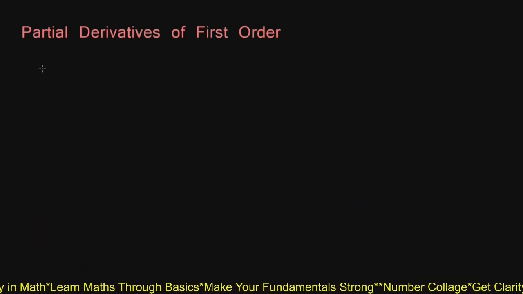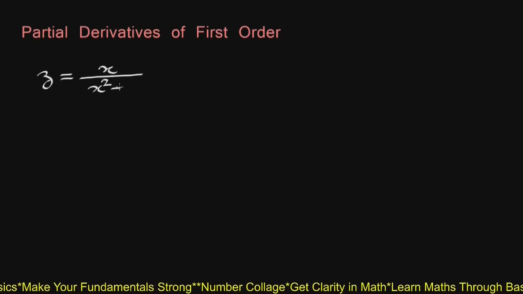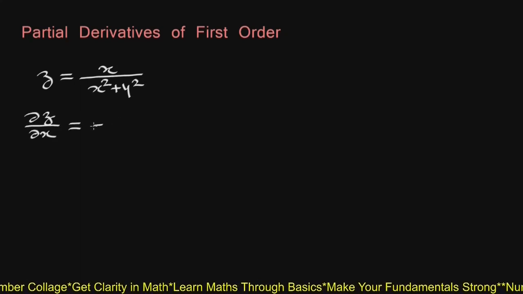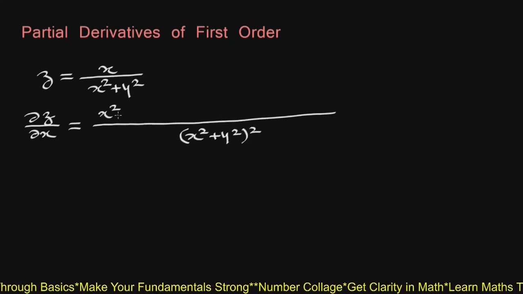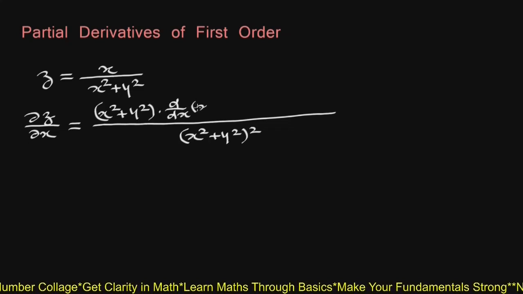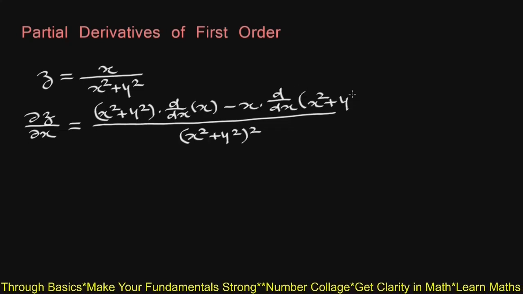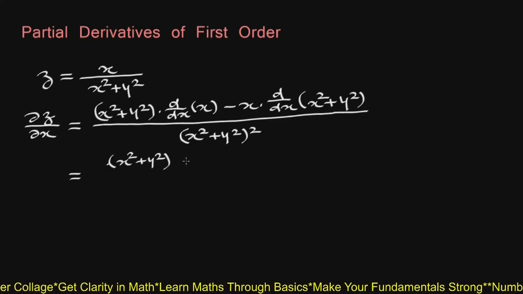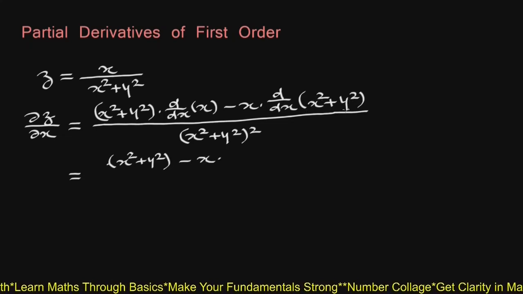To find partial derivative of z equals x upon x square plus y square. First, dou z by dou x, by quotient rule of derivatives, x square plus y square whole square in the denominator, numerator x square plus y square into d by dx of x minus x into d by dx of x square plus y square. x square plus y square, d by dx of x is 1, minus x d by dx of x square plus y square.